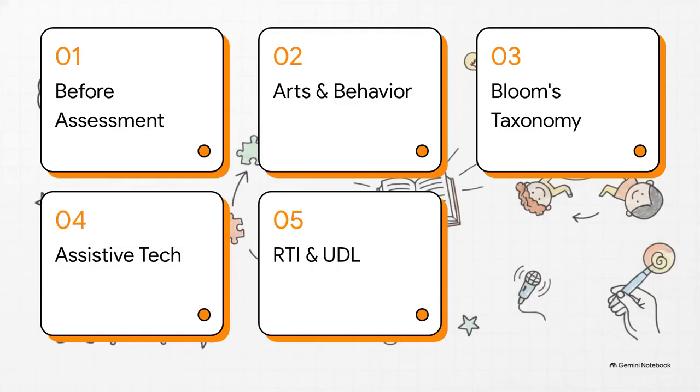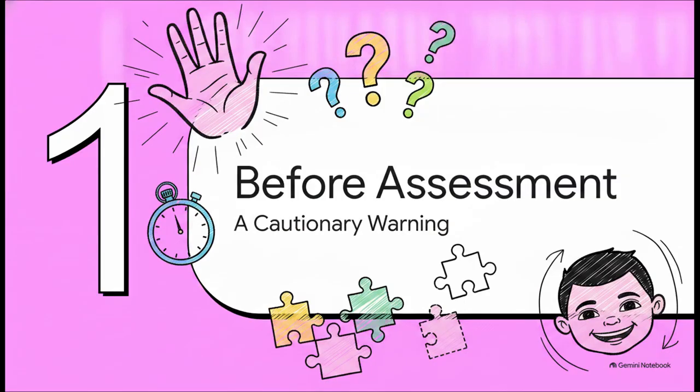To figure all this out, we're going to look at 5 main tools for your classroom blueprint. We'll cover what to do before an assessment, arts and behavioral approaches, Bloom's taxonomy, assistive technology, and finally, RTI and universal design. All right, let's kick things off with Section 1, before recommending an assessment.